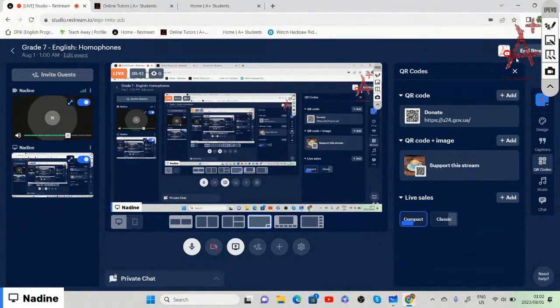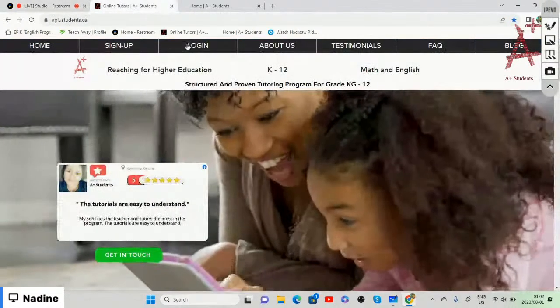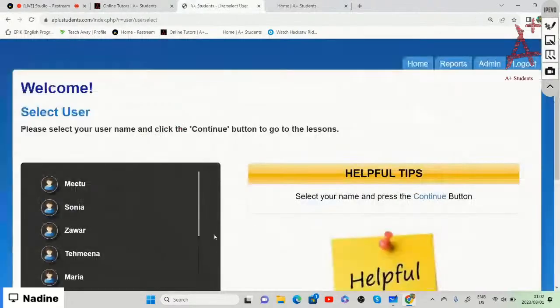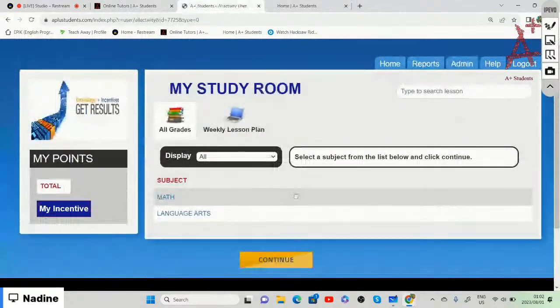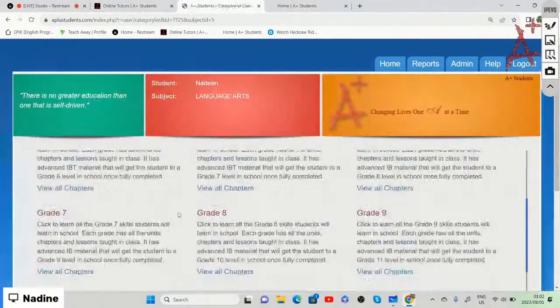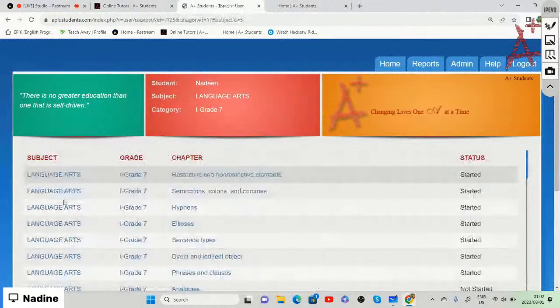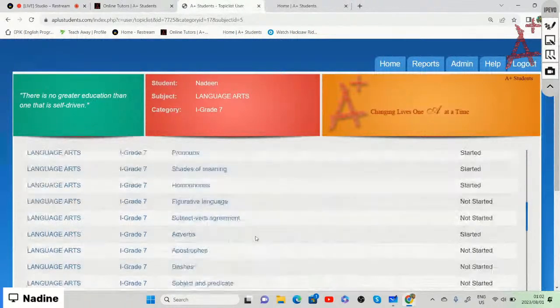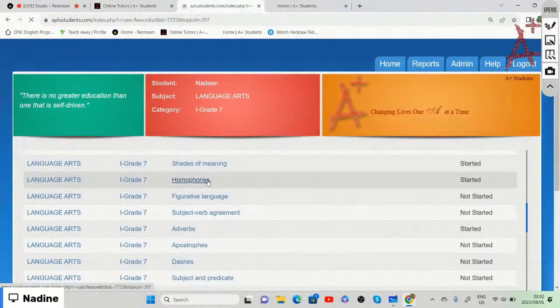All right, so before we go on to what homophones are, you're going to log into the A plus students.ca page. Once you've logged in with your username as well as your password, you're going to select the subject of language arts, and then scroll to grade 7. Once we have selected language arts, grade 7, we scroll down until we get to the chapter of homophones. We're going to click on homophones.